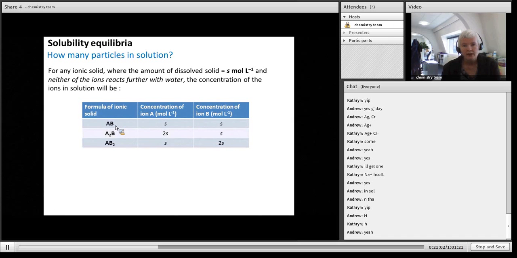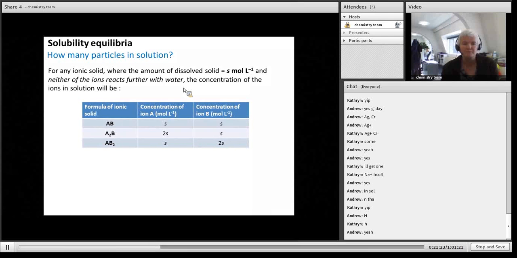Okay. Now, notice I've said here, neither of the ions reacts further with water. That's going to be important in the next lesson, but not in this lesson. So we're just assuming my sodium and chloride are breaking apart. Yes, the ions are being surrounded by water molecules, but they're not actually reacting with it and changing something.